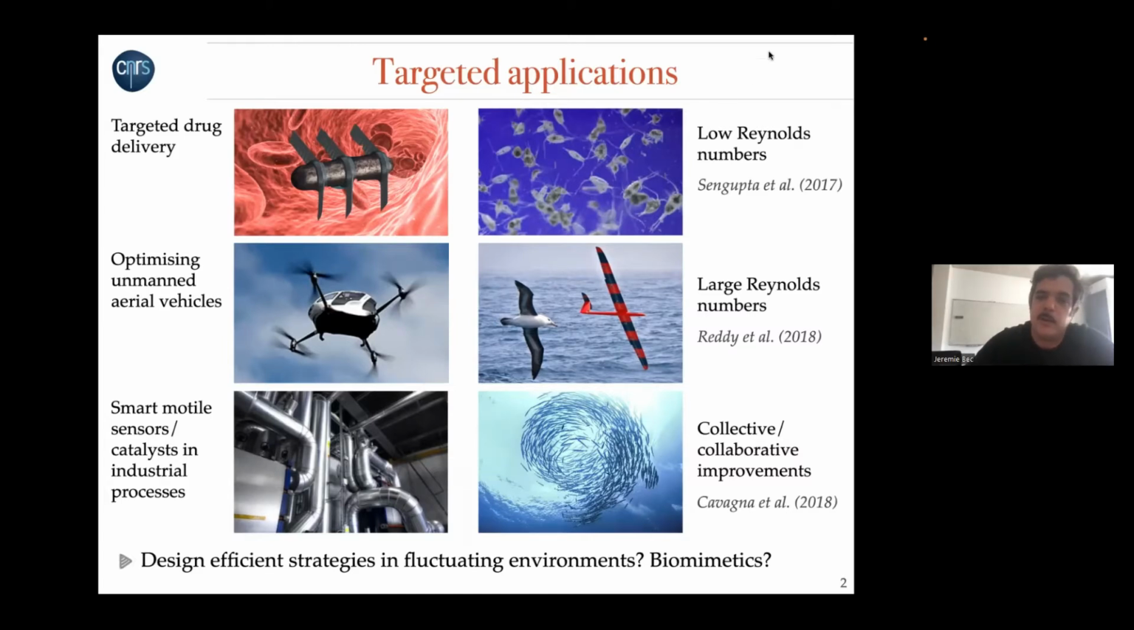The inspiration from nature comes from various situations observed in biological systems, such as low Reynolds number swimmers, where we heard many talks yesterday, but also optimizing flight for large Reynolds number objects, and of course collective and collaborative improvements of displacements coming from interactions between different swimmers. I will mainly focus on microswimmers, trying to understand if easy strategies can be found in order to design micro robots for drug delivery. That's the main long-term motivation.